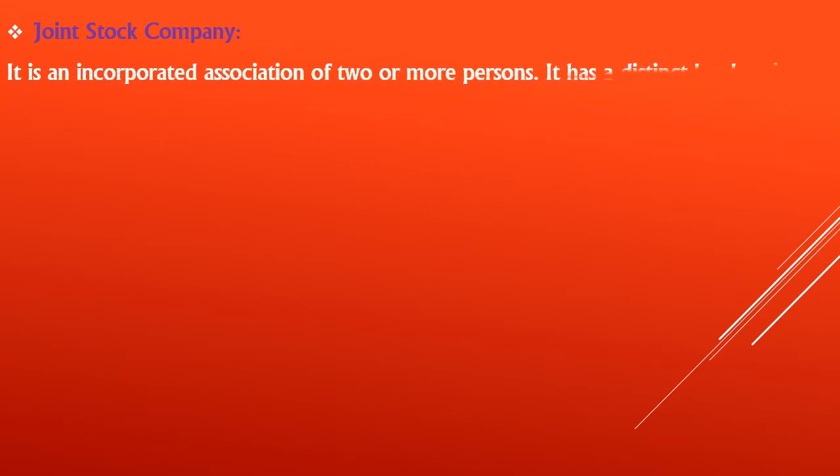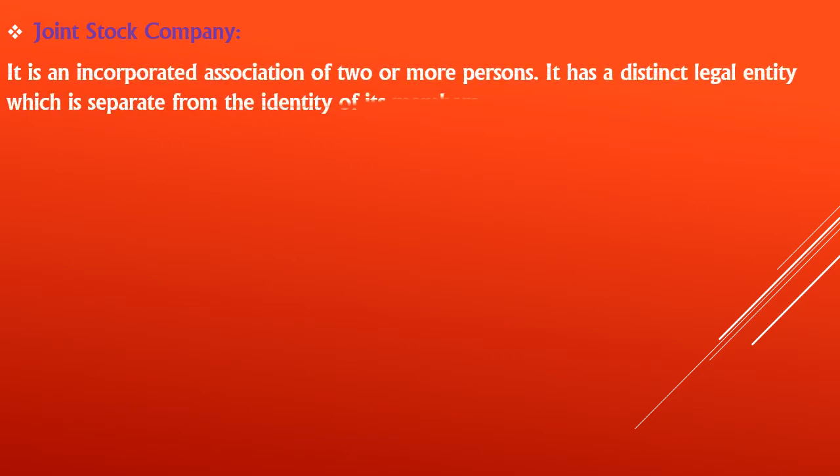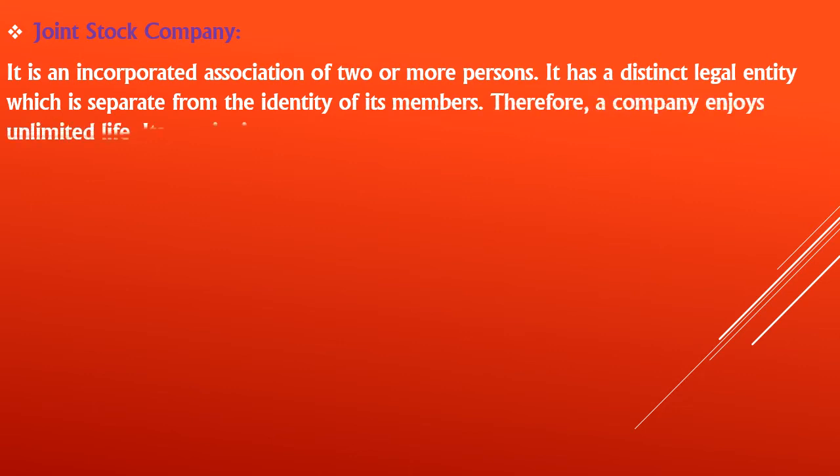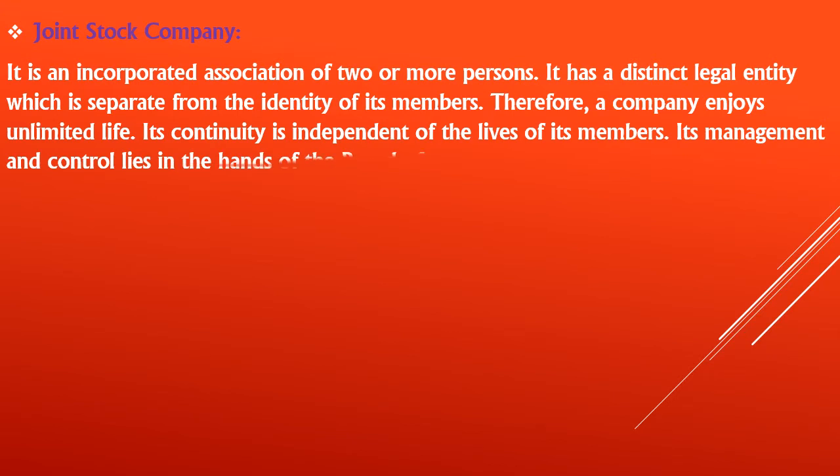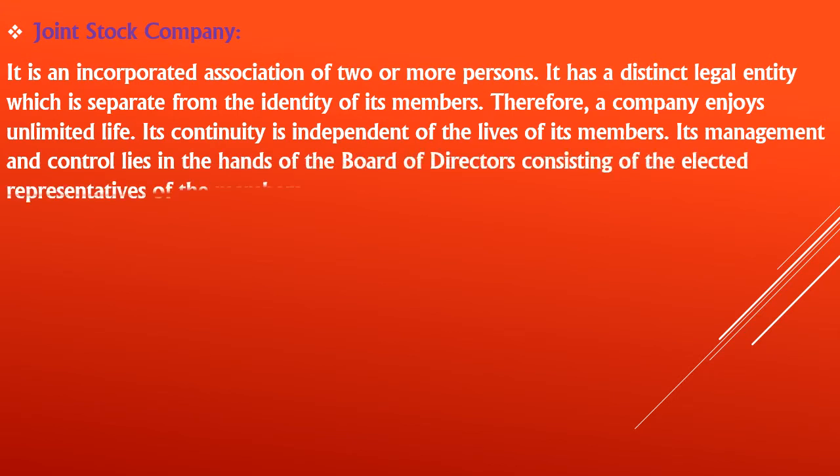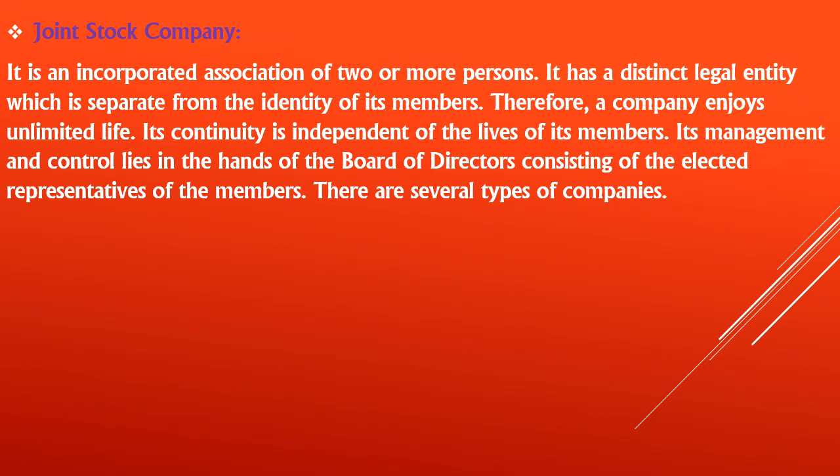Joint stock company. It is an incorporated association of two or more persons. It has a distinct legal entity which is separate from the identity of its members. Therefore, a company enjoys unlimited life. Its continuity is independent of the lives of its members. Its management and control lie in the hands of the board of directors consisting of the elected representatives of the members. There are several types of companies.